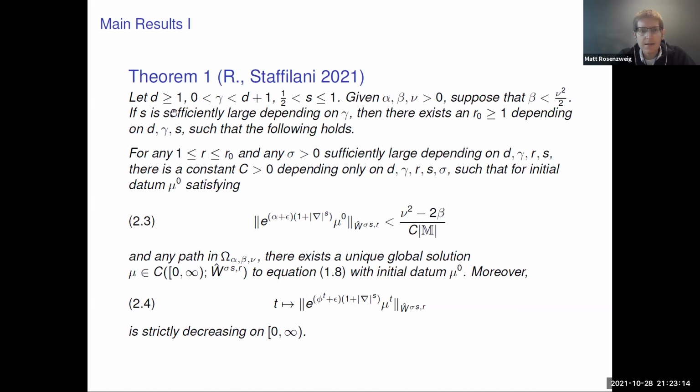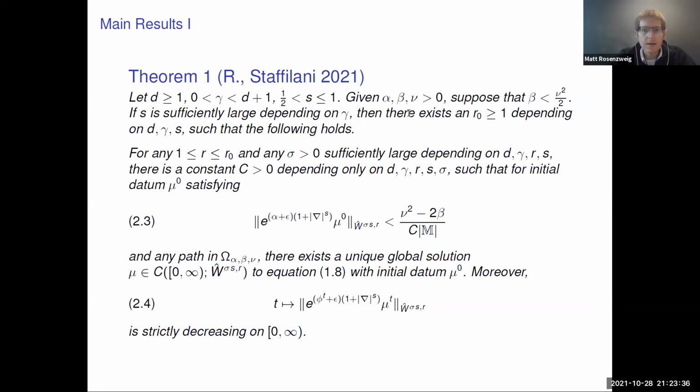Okay, well, what is S going to have to be? In general, it's going to be between 1/2 and 1. S can't be too large. It also can't be too small. But in particular, it needs to be sufficiently large depending on gamma, which is the exponent that I have in my bound for the potential.